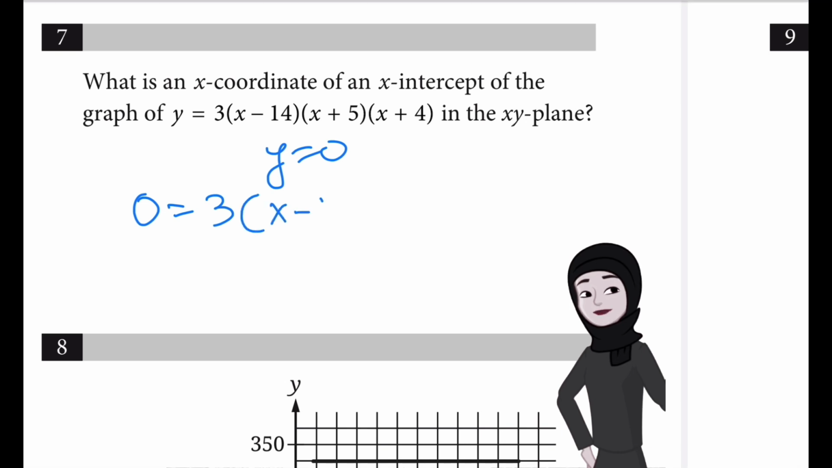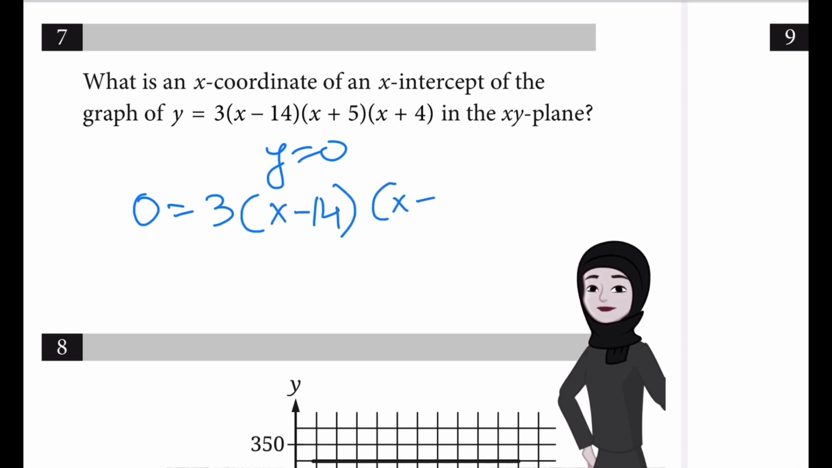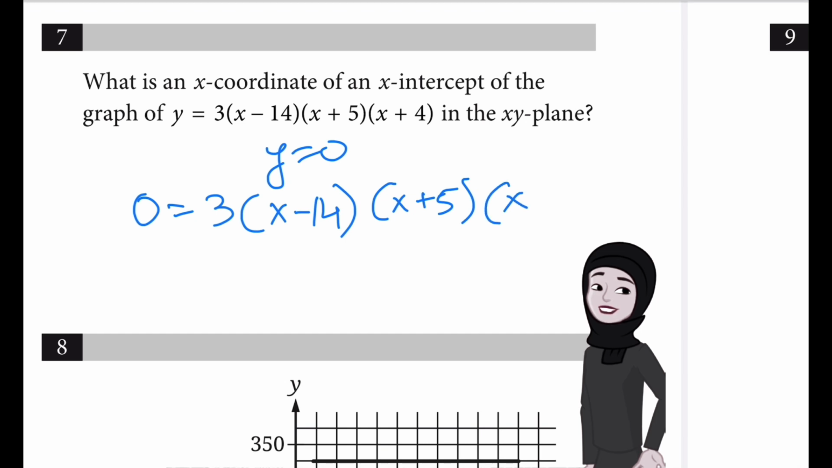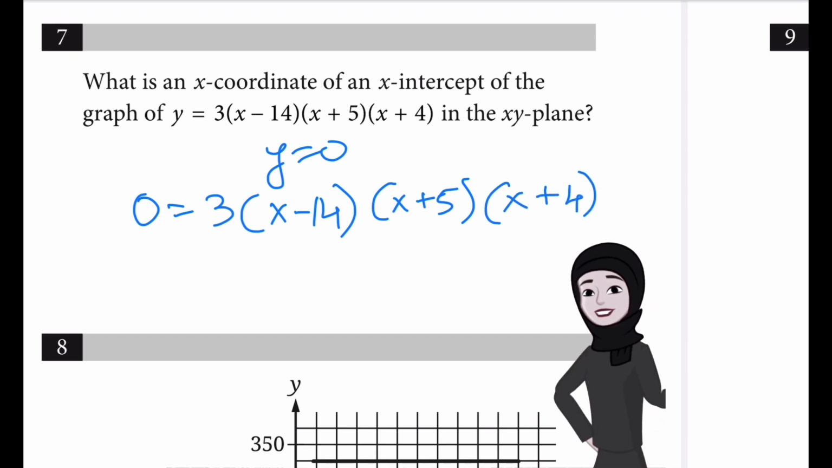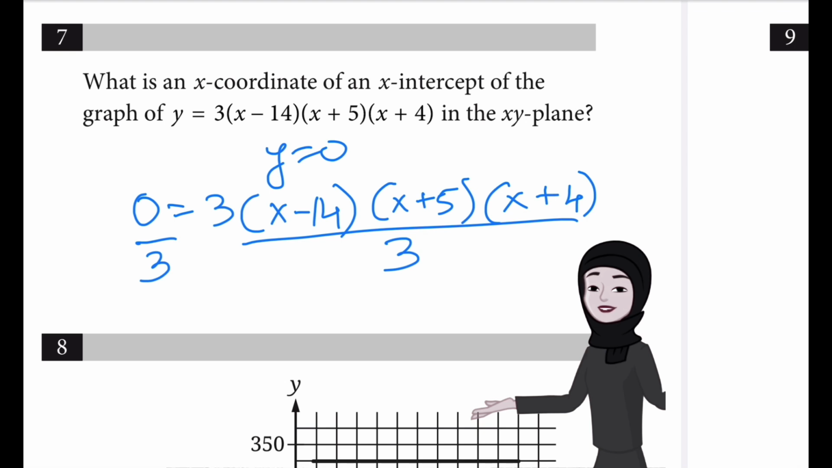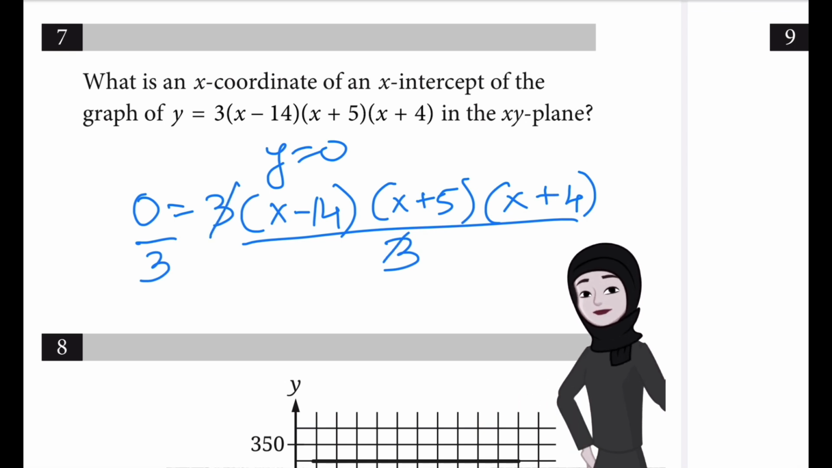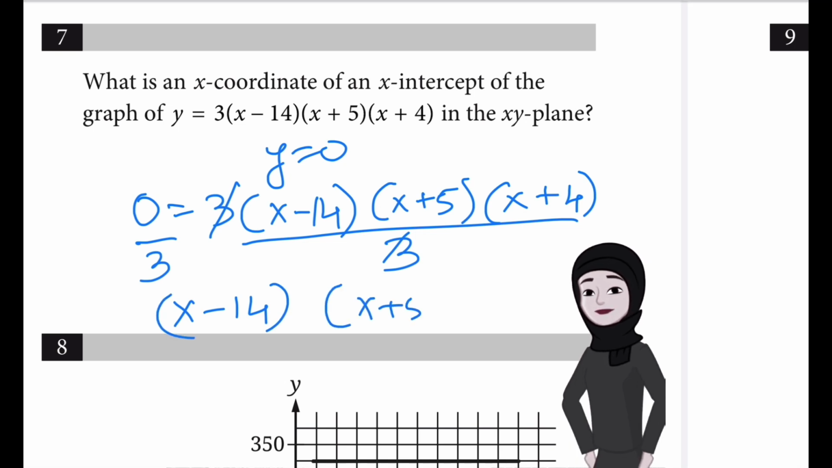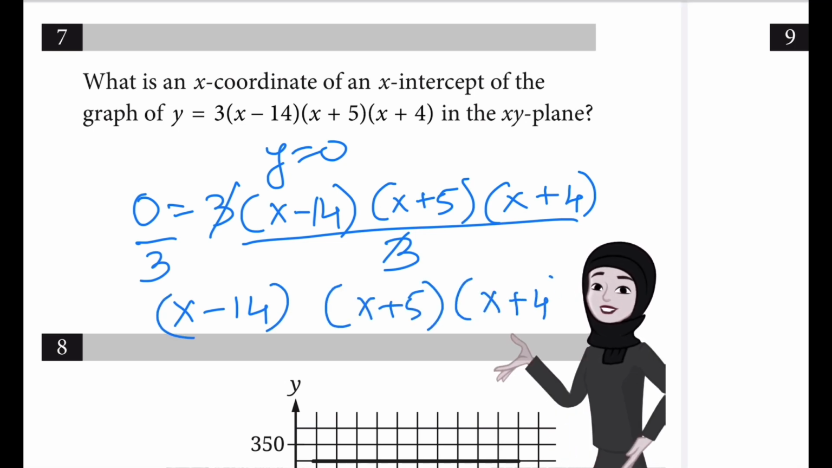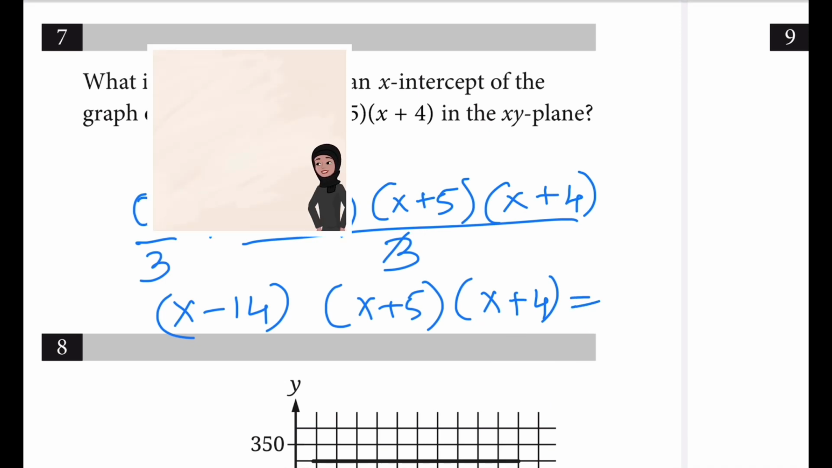So substituting 0 for y in the given equation will yield 0 = 3(x − 14)(x + 5)(x + 4). First, we can divide both sides of this equation by 3, since we are trying to find the x-coordinates. That way, on the right-hand side we are only left with (x − 14)(x + 5)(x + 4), which is equal to 0, because 0 divided by 3 is 0.